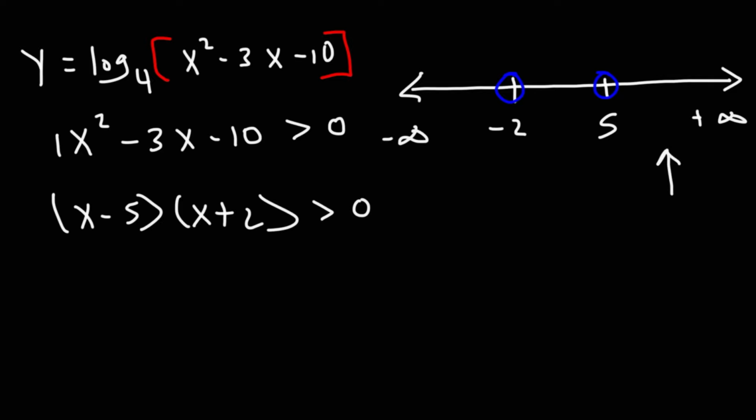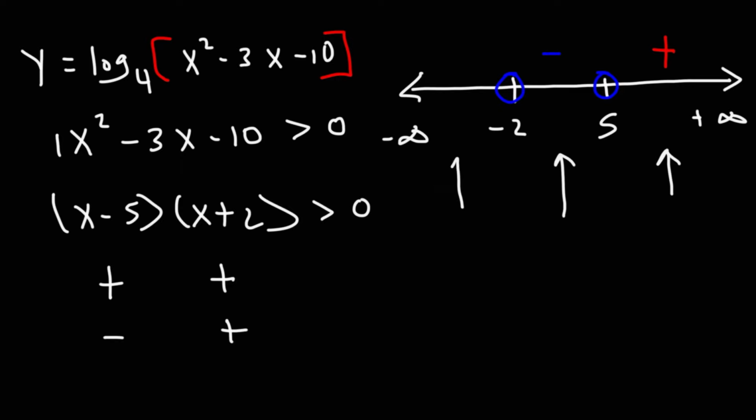Let's plug in a number between 5 and infinity. So if we plug in 6, 6 minus 5 will be a positive number. 6 plus 2 will be a positive number. A positive number times a positive number will give us a positive number which is greater than 0. That's going to work. If we plug in a number between negative 2 and 5, like 0, 0 minus 5 is negative. 0 plus 2 is positive. A negative times a positive number will give us a negative number which is not greater than 0, but negative numbers are less than 0. So that's not going to work here.